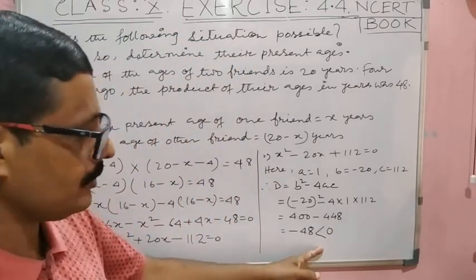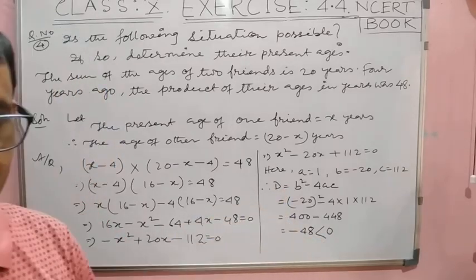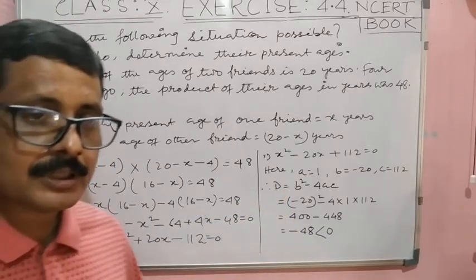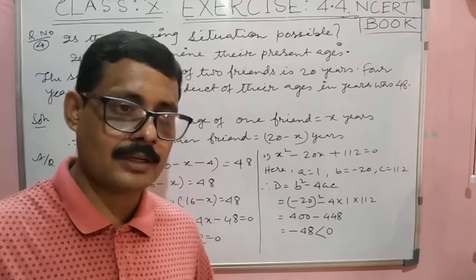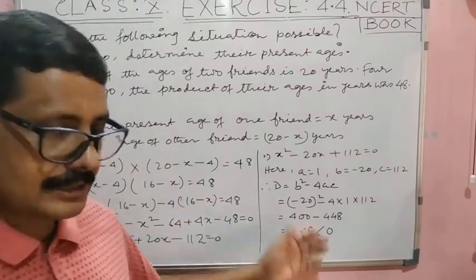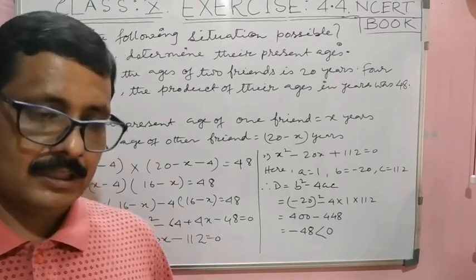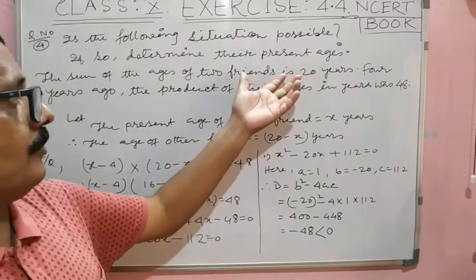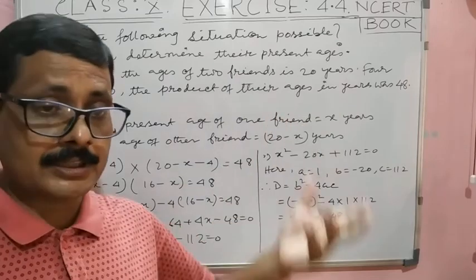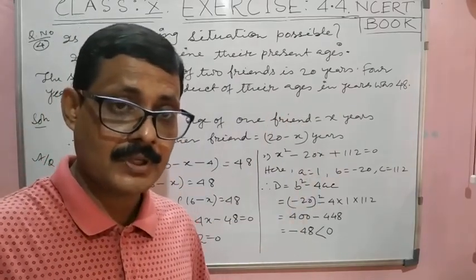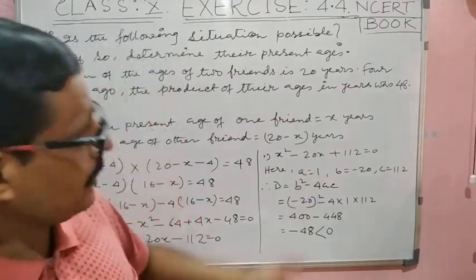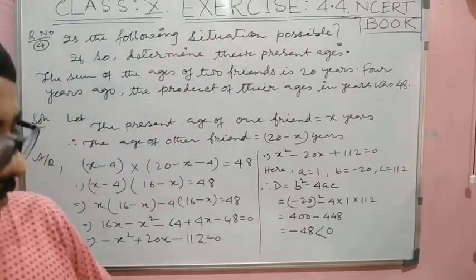तो ये आ गया 400 माइनस 448, तो माइनस 48 लेस देन 0, इसका मतलब D लेस देन 0 हो गया। सो हमें मालूम है कंडीशन we have learned earlier, अगर D लेस देन 0 होते देन द रूट्स आर नॉट रियल। जब रियल रूट नहीं होगा तो फ्रेंड का एज तो कभी भी इमेजिनरी नहीं हो सकता है, एज ऑलवेज रियल। So this situation is not possible.